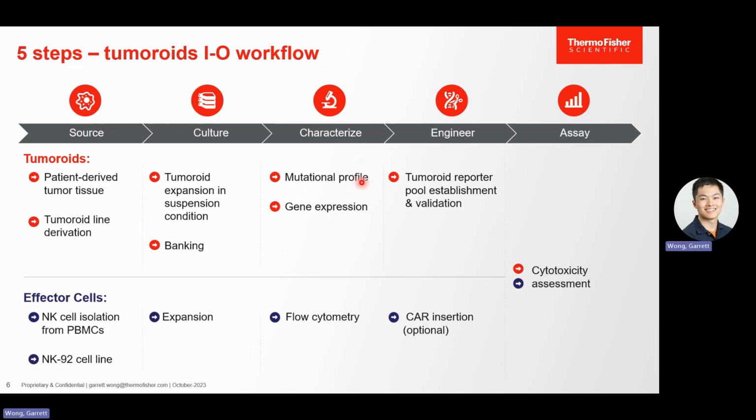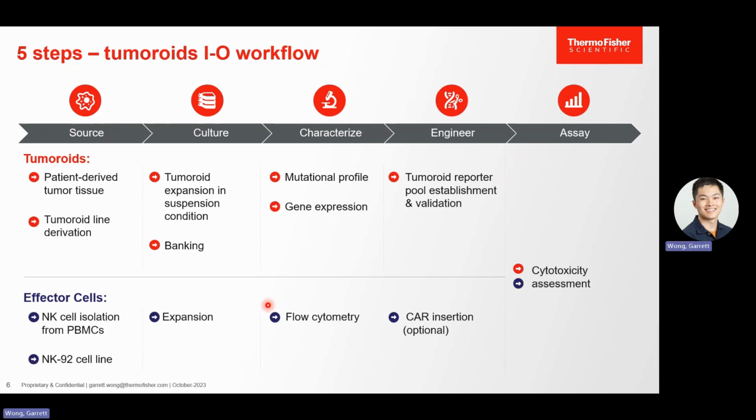In this experiment, we also engineered these tumoroid cells to express GFP to become a reporter cell line to assess cell viability. And in this system, we would be co-culturing them with some effector cells, and in this case, we were looking at primary NK cells that were isolated from PBMCs, as well as an NK92 immortalized cell line. Both of these cell types would be expanded, and the primary NK cells were characterized using flow cytometry, both for purity as well as the NK cell characteristics.